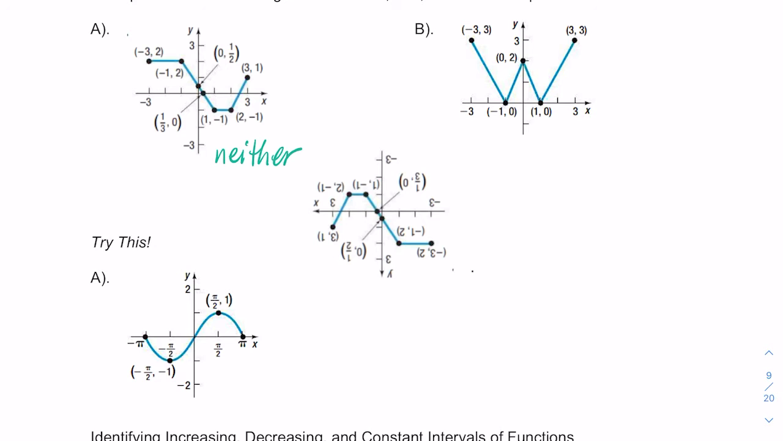If you take a look at letter B, you can see here that you can fold across the y-axis. That tells me it's symmetric to the y-axis, which remember also means it's even. So in letter B, you have an even function.